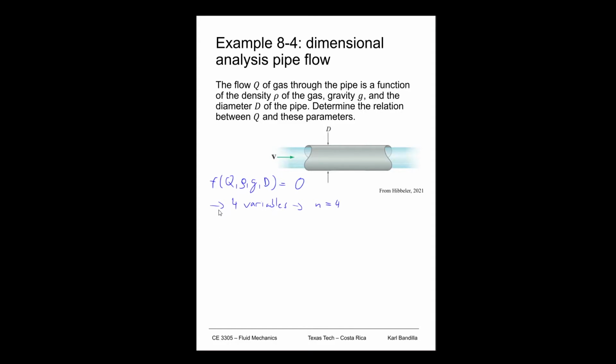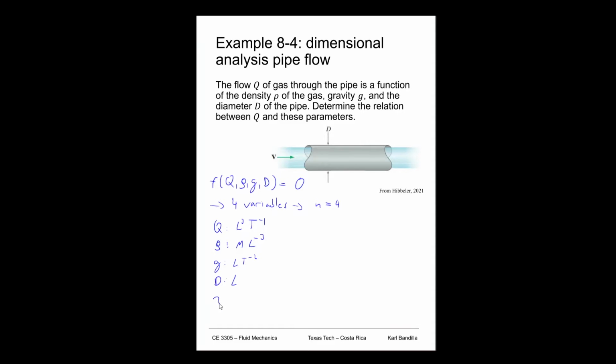To do that, we need to find where all the primary dimensions are. For Q, we know that's a volume per time, so that would be length cubed, t to the minus 1. Then for rho, that's a density, right? That's mass per volume, so that'd be M L to the minus 3. G is a length per time squared. And then the diameter, of course, is just L.